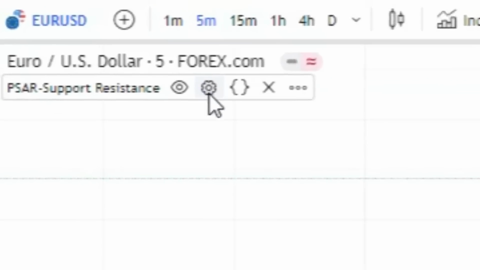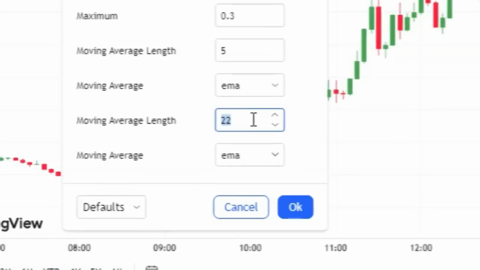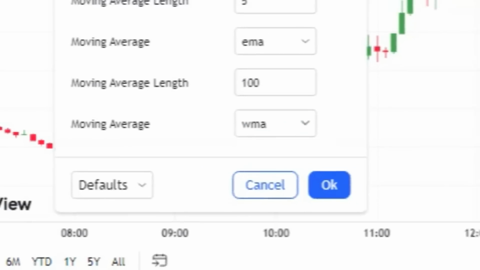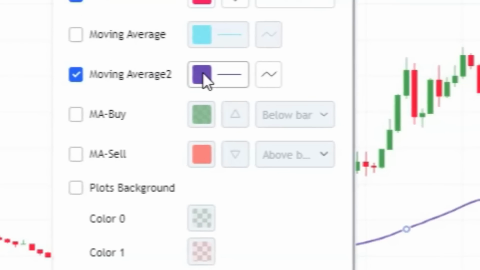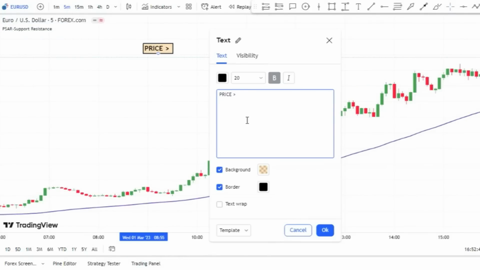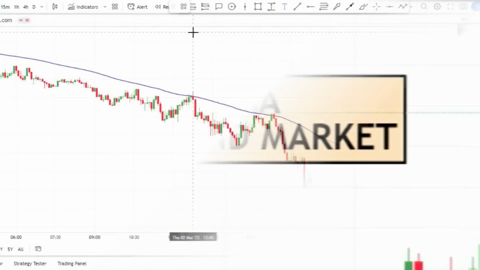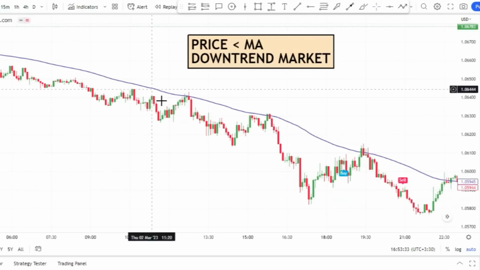To activate this option, in the input section, change the second moving average length option to 100. And then set its type to WMA mod. Then enable the moving average option. So when the price is above this moving average, it indicates a bullish market. And when the price is below the moving average, it indicates a bearish market.